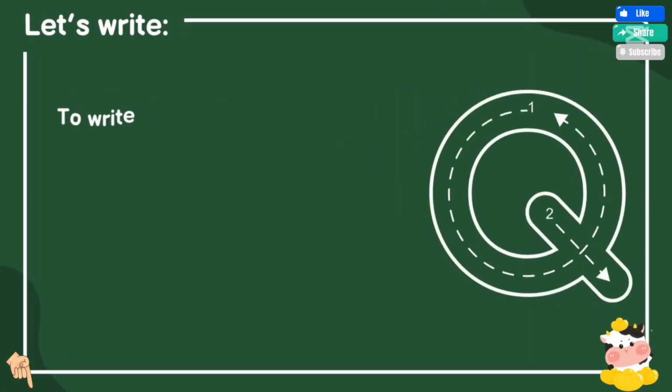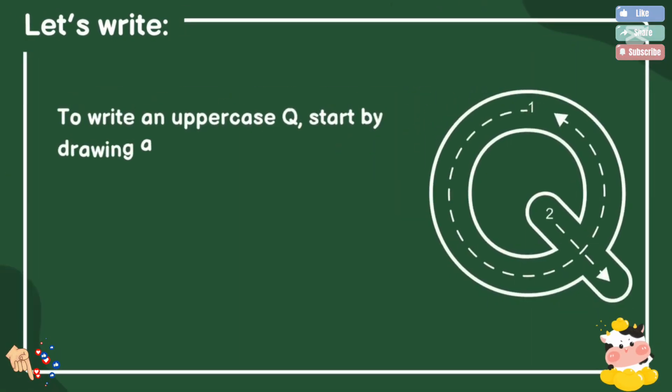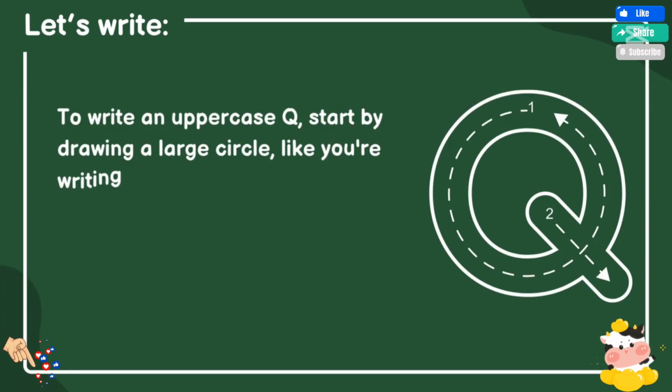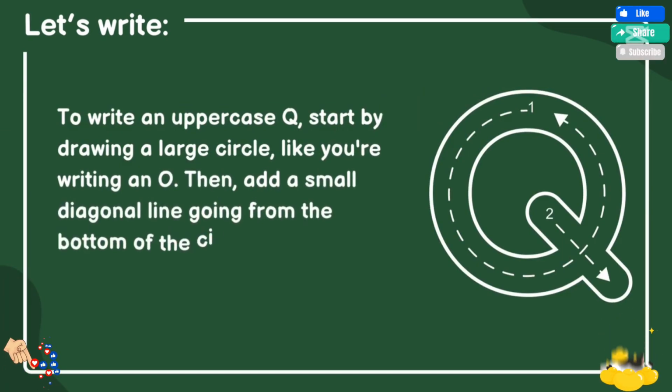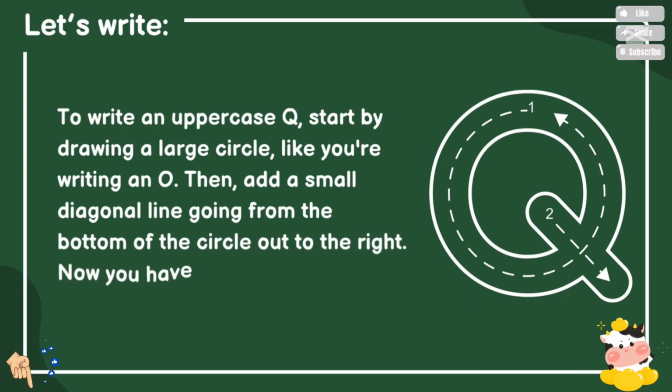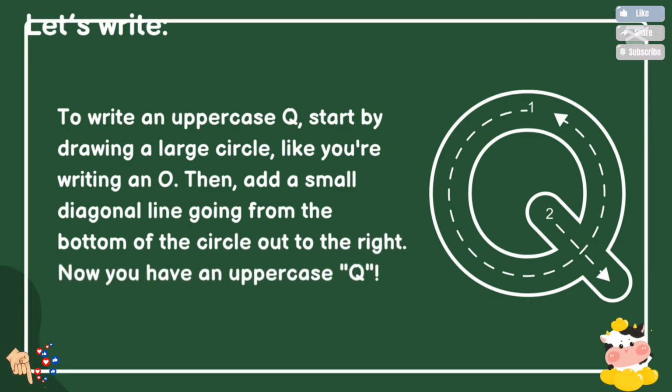To write an uppercase Q, start by drawing a large circle, like you're writing an O. Then, add a small diagonal line going from the bottom of the circle out to the right. Now you have an uppercase Q.